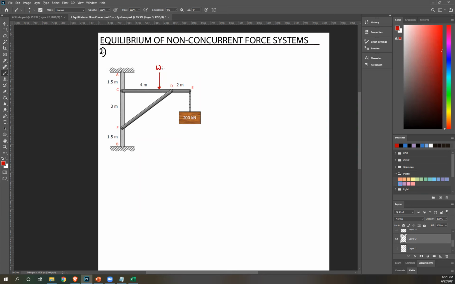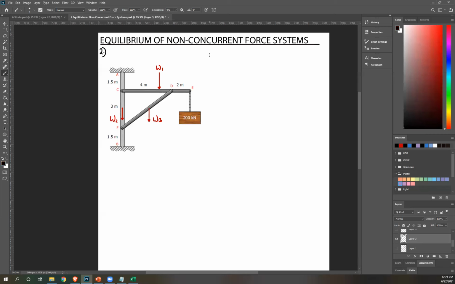So let's call that weight 1 or weight of member CE. Next here, member AB, again, put that at the center. And this is your weight 2. And then here, again, still at the center, this is your weight 3.